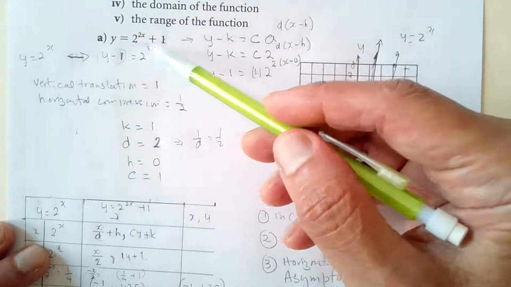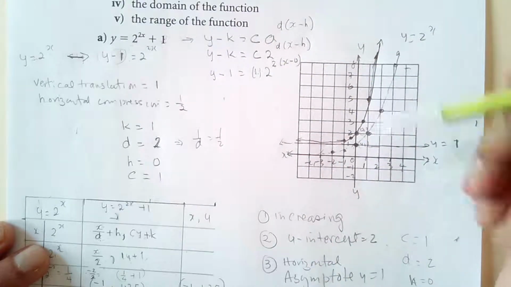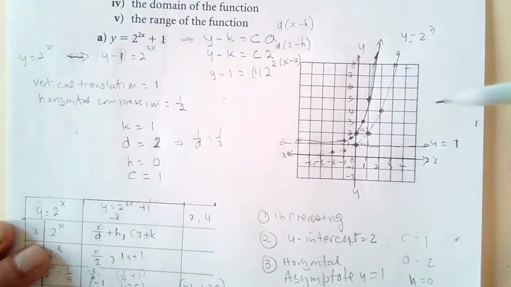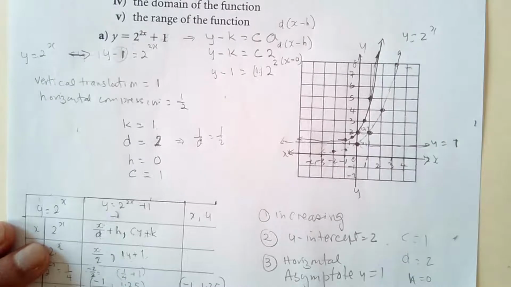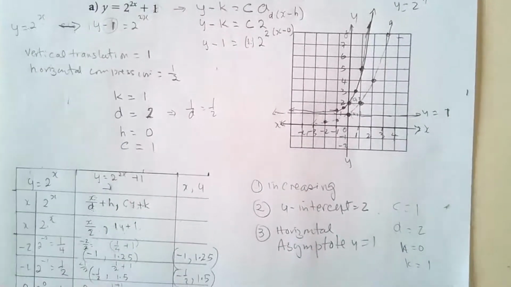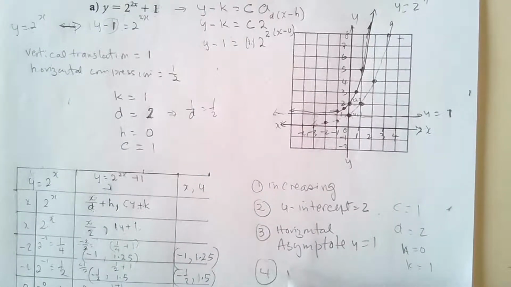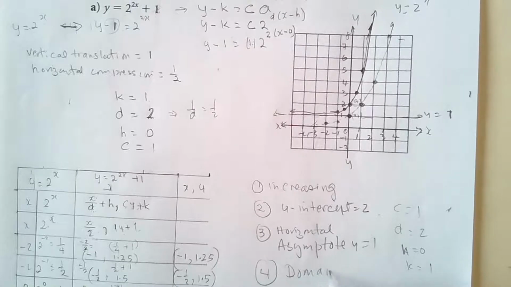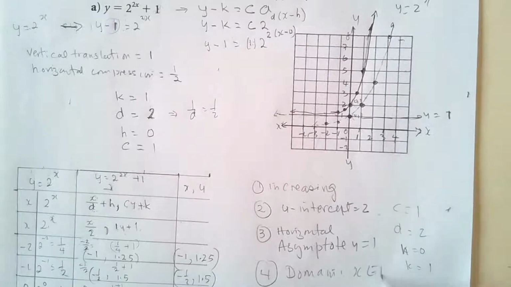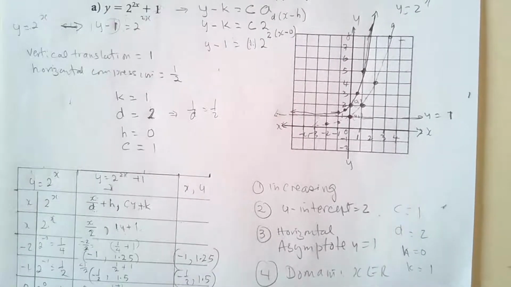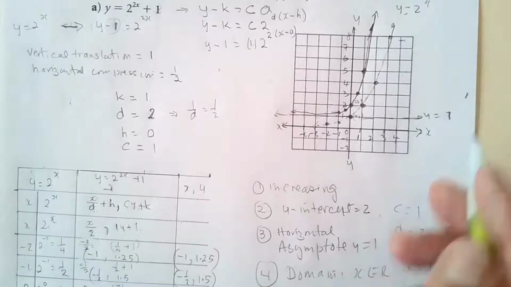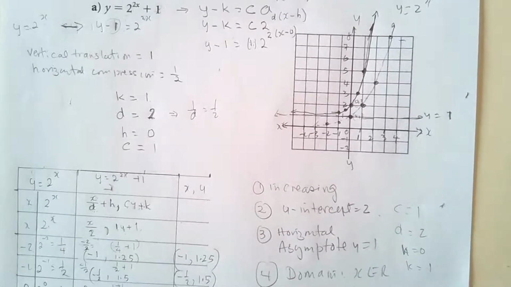In this case, it's not a reflection. If it's a reflection, now you will change. We'll look at the reflection, when the graph is reflected, later on. And the domain is the set of real numbers, and the range is where y is greater than 1.